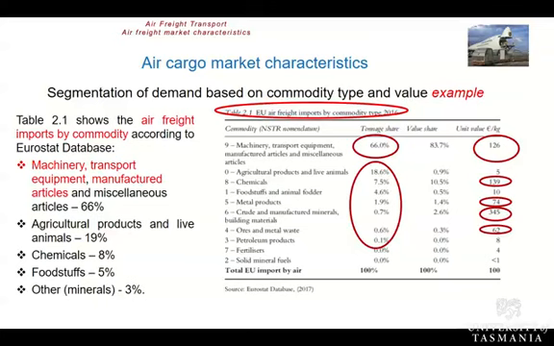A couple of interesting aspects here: when we look at agricultural products and live animals, which equate to 18%, almost 20%, the unit price is 5 euros, well below what should make it viable for air cargo. Despite that, it's a significant percentage of the goods imported into Europe. Foodstuffs and animal fodder, a similar type of scenario.